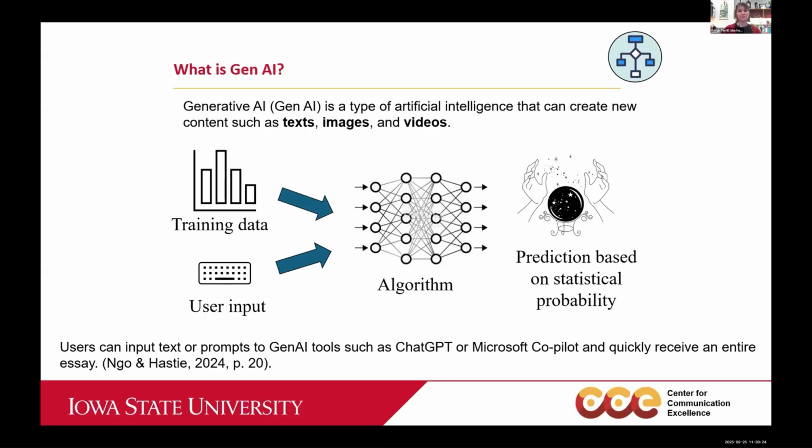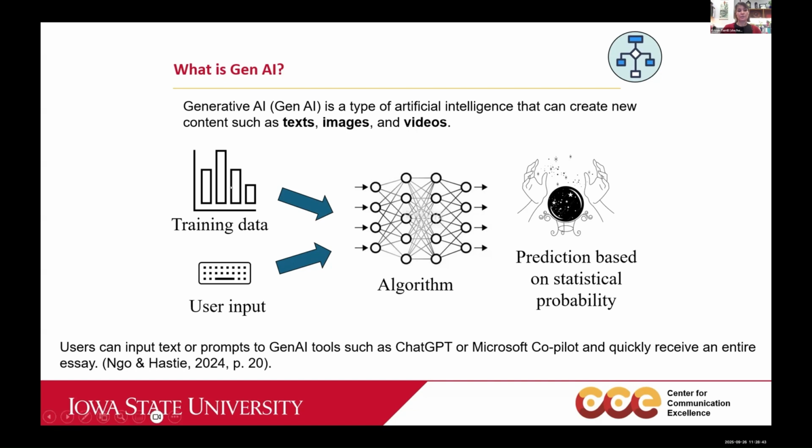And in our everyday language in 2025, it usually has something to do with generative AI. So this is a type of artificial intelligence that can create any kind of new content, especially texts, images, and videos, and computer code.